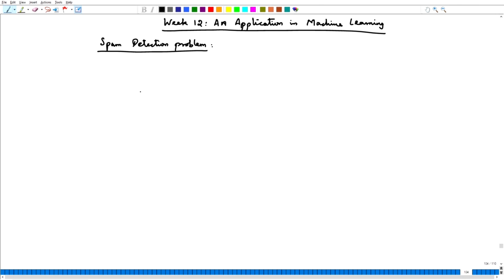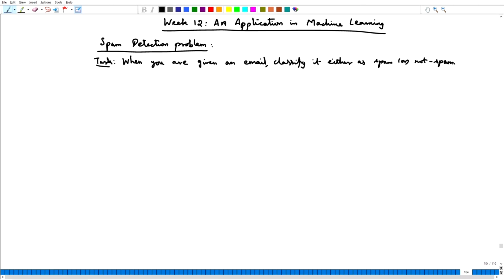So, what is the spam detection problem? To put it in simple words, when you are given a mail, right, this is the task: when you are given an email, classify it either as spam or not spam. Okay.